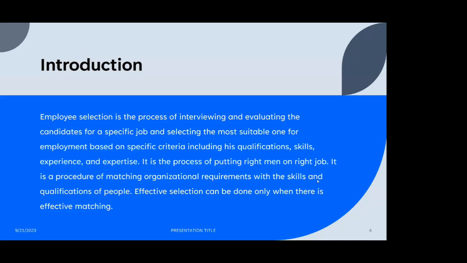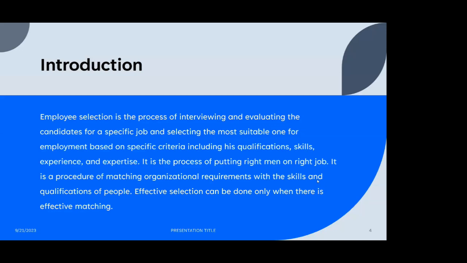Employee selection is also the process of putting the right people into the right job. What does this mean? This means that we are trying to select the right people for a specific role by putting together the criteria that we mentioned before, like qualifications, skills, experience, and expertise. It is a procedure of matching organizational requirements with the skills and qualifications of people. Effective selection can be done only when there is an effective matching.